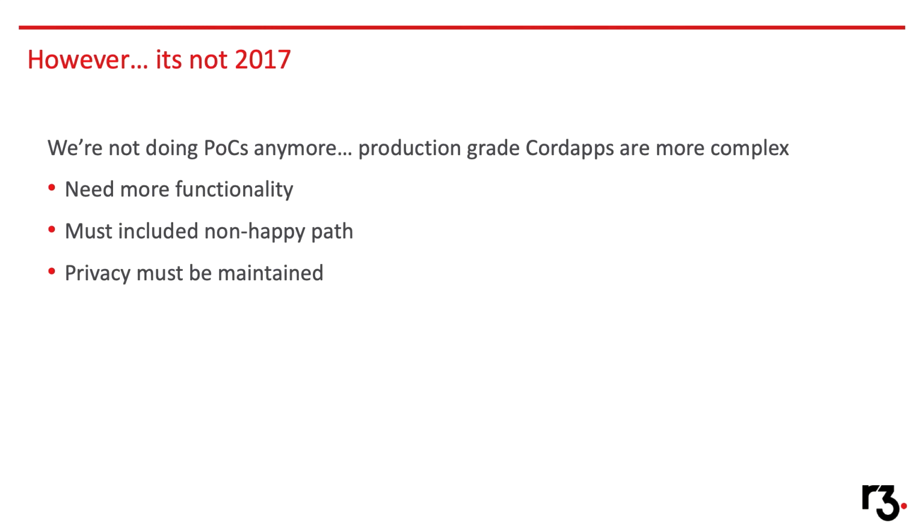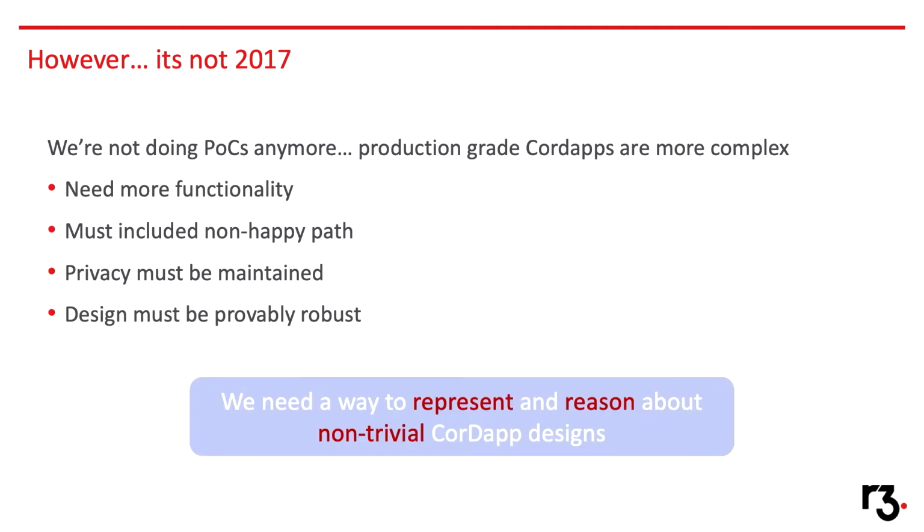Privacy is massively important. A few other talks here cover how we make sure that we maintain privacy when we build these applications. And designs must be provably robust. So I'm going to make an assertion: we need, or at least it would be nice to have, a way to represent and reason about non-trivial CorDapp designs. And that's kind of where we're heading with the CorDapp design language.